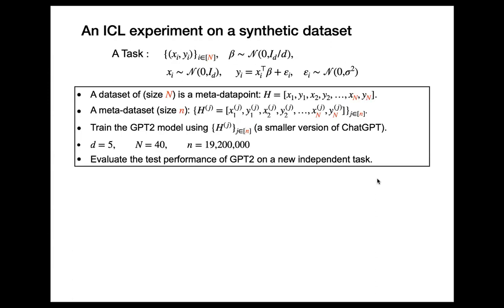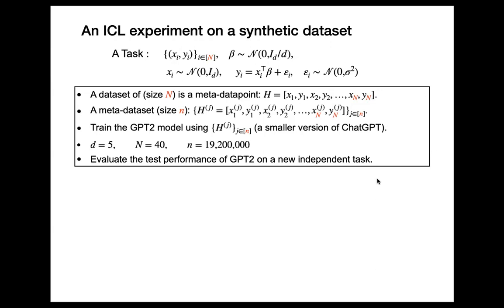And we can say this is a data set of size capital N, like x1, y1 to x_N, y_N. We concatenate them into a sequence H. And the sequence H is a data set, but it is also a meta-training data point. So a meta data set of size capital N is a collection of these H^j, where H^j is x_1^j, y_1^j to x_n^j, y_n^j. So you can think of each of these H^j's as independent of each other. Each H^j is a different task. The beta associated with different H^j's are different, but conditional on a task, the beta is the same, and x and y are generated from this Bayesian linear model.